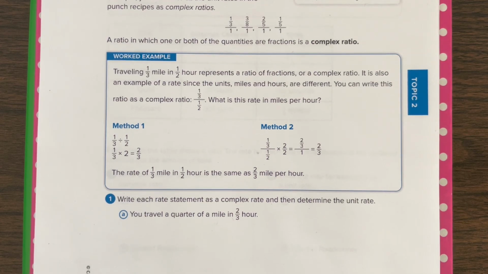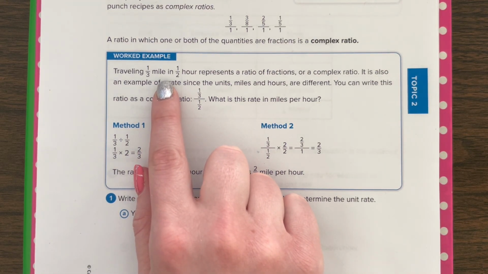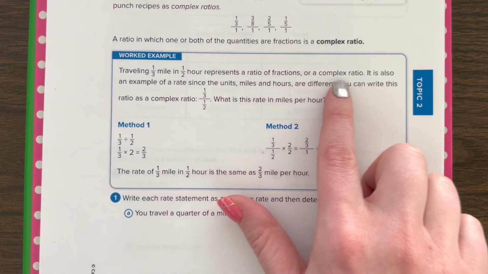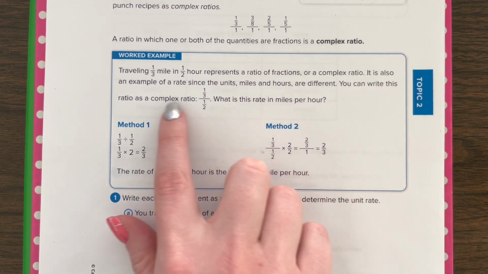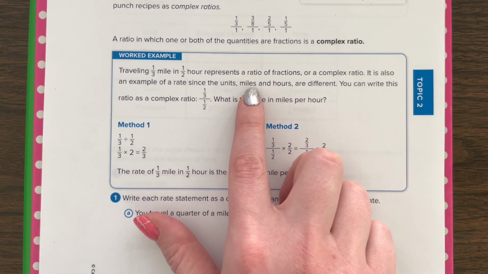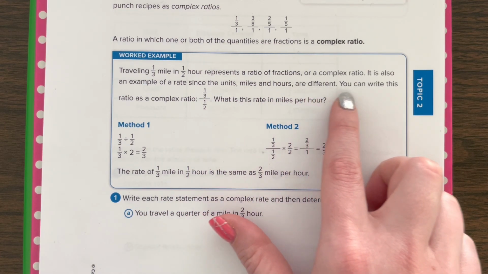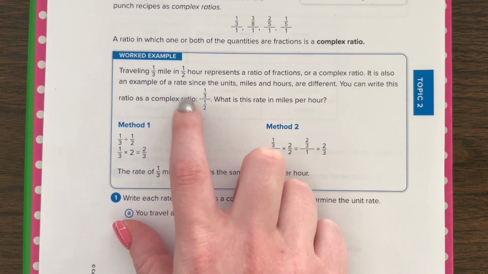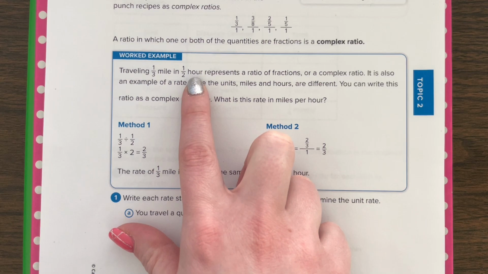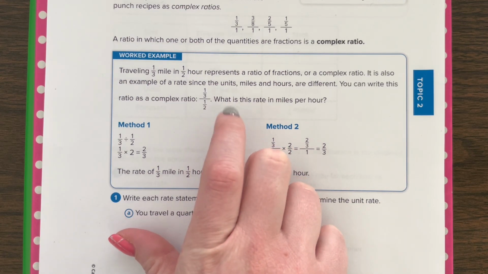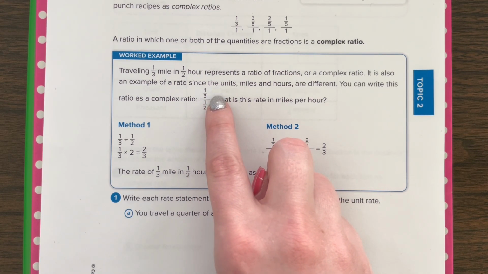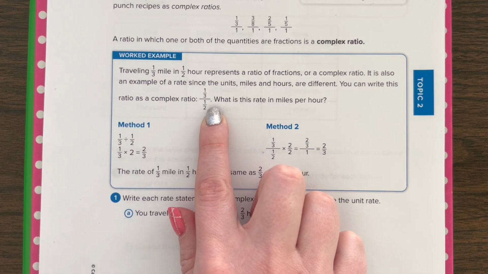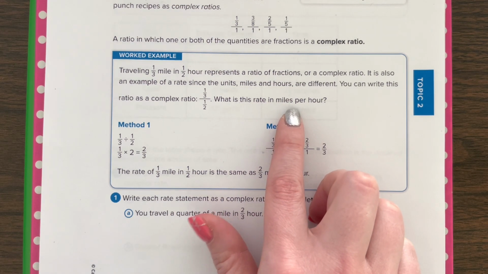Okay, so let's take a look at this worked example. Traveling 1/3 of a mile in half of an hour represents a ratio of fractions, a complex ratio. It is also an example of a rate since the units, miles and hours, are different. So we can write this ratio as a complex ratio. We would be talking about miles per hour, so we have to make sure it's set up in that order. So we would do 1/3 over 1/2. So it's just a fraction inside of a fraction. And so what is this rate in miles per hour?